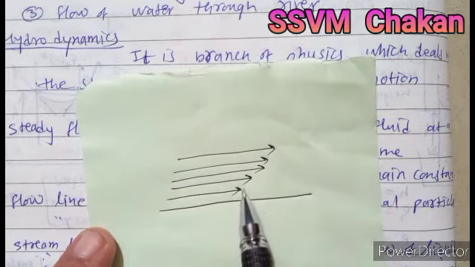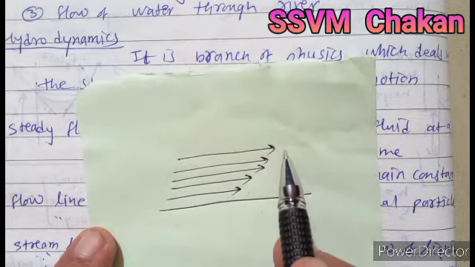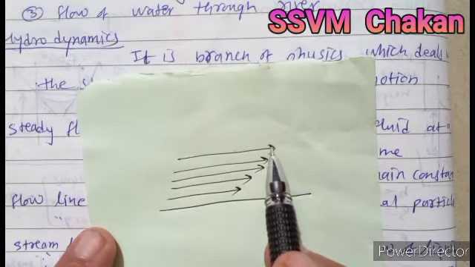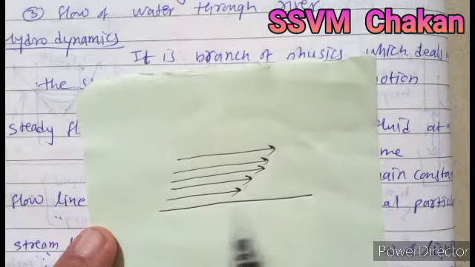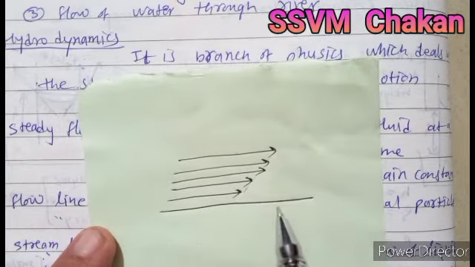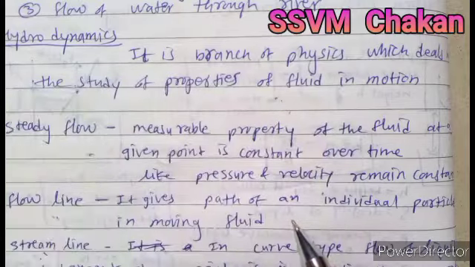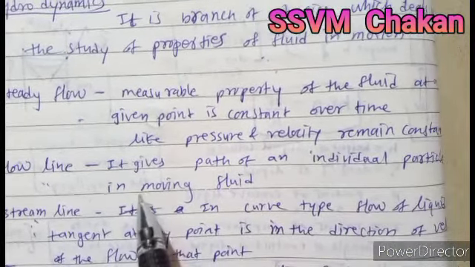Velocity may change from layer to layer. The topmost layer moves with higher velocity, the layer below moves with less velocity than the topmost layer, and the velocity slowly goes on decreasing toward the bottom side of the liquid. But each layer moves with constant velocity. That type of flow is called steady flow.